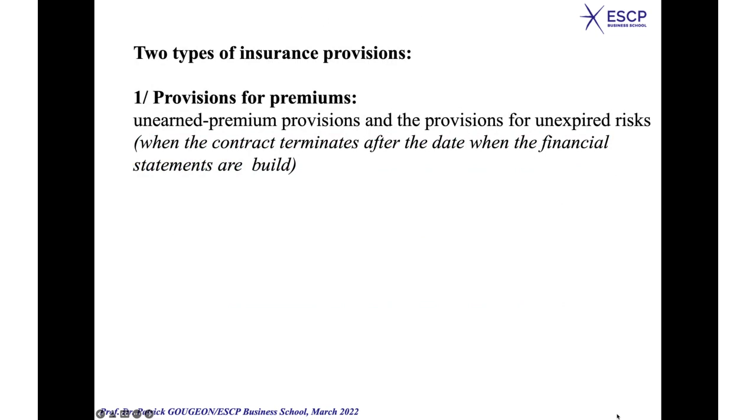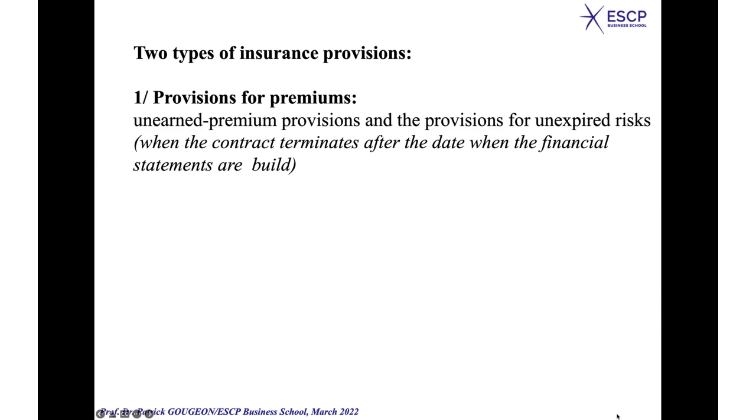So, considering the importance of provisions, now it's time to let you know that there are different types of provisions. The first category of provisions: actually, if you look at the real balance sheet, you would find many types of provisions. I'm just describing the main blocks and what is essential for a clear understanding of the insurance business. So the first group of provisions are provisions for premiums. The definition is there: unearned premium provisions and the provisions for unexpired risk.